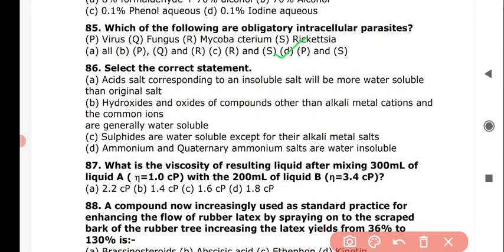Next question is, select the correct statement. And the correct statement is option A, that is acid salt corresponding to an insoluble salt will be more water soluble than original salt. Next question is, what is the viscosity of resulting liquid after mixing 300 ml of liquid A with the 200 ml of liquid B? And the correct answer is option B, 1.4 cp.